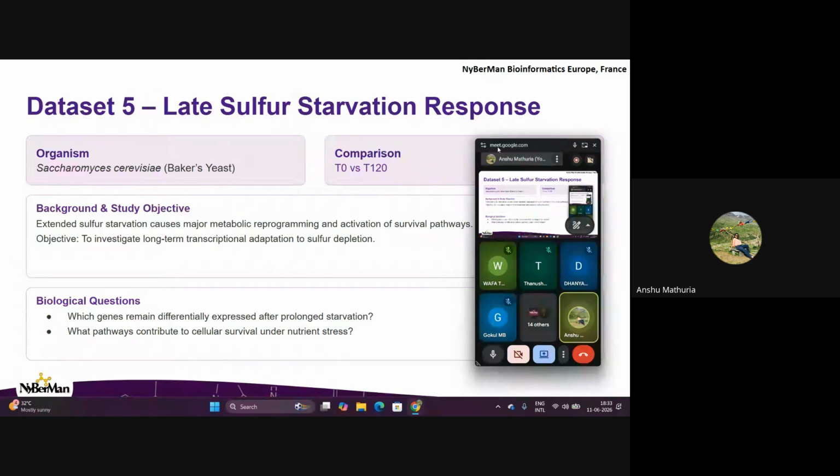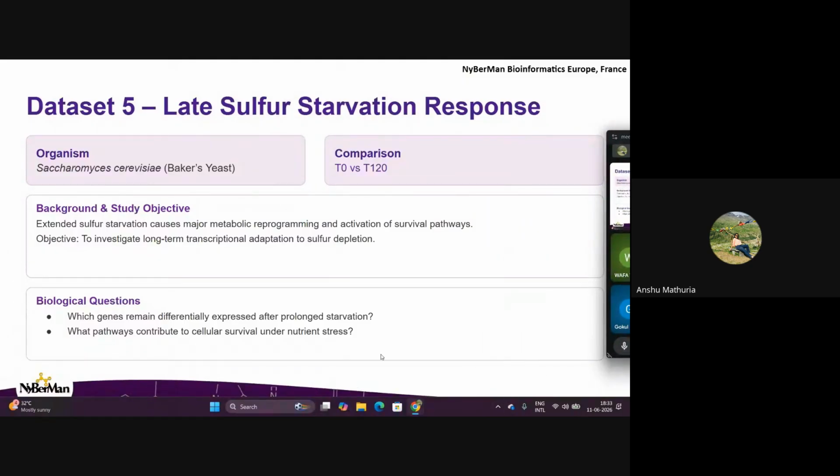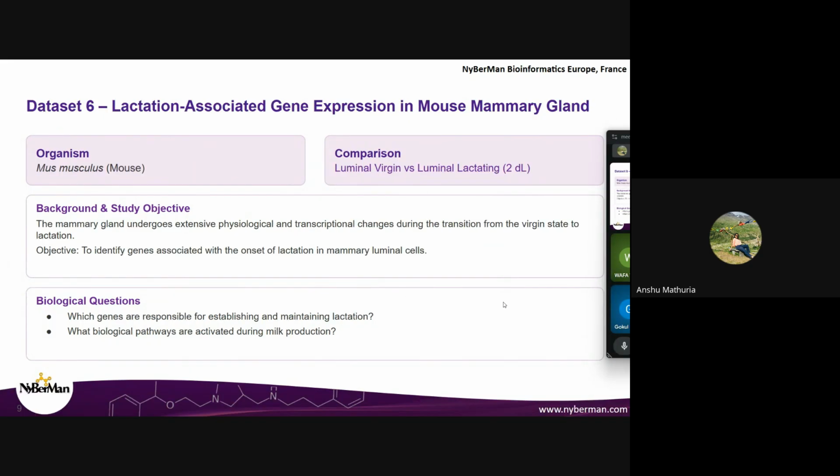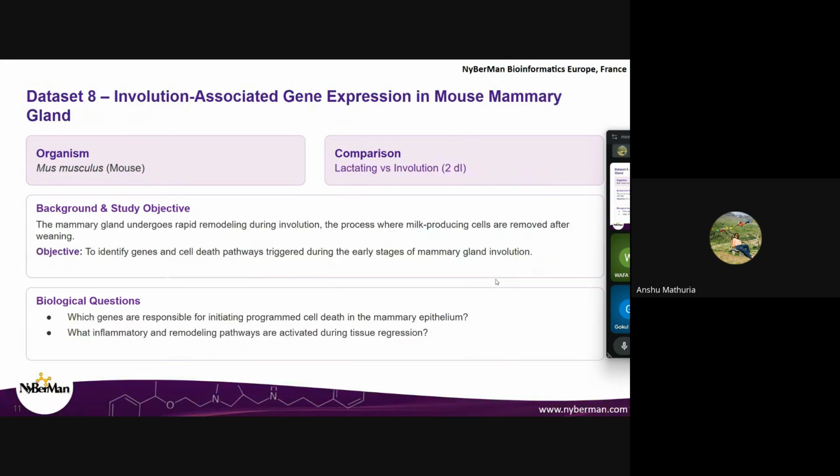So these were the 5 data sets that were given to all of you. I've explained the objective and background behind them. I have also mentioned the accession number in the sheet. You need to go through them and understand what the study is about. I would suggest you read and then move forward. I will explain the other 2 data sets also, that is for mouse.